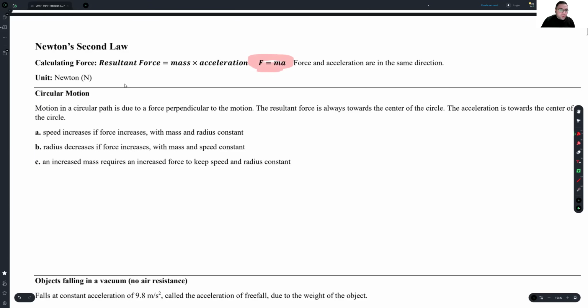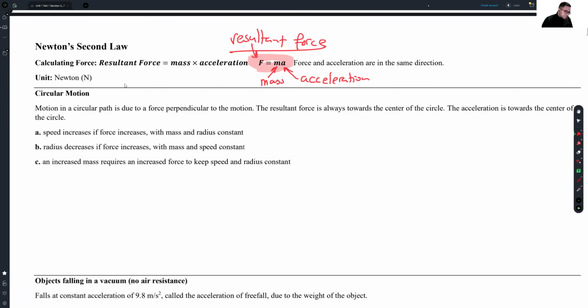But keep in mind, the force that we have here is always the resultant force. So after you subtract or add, that's what you put in. M is the mass, and A is the acceleration. So it's just the formula. Okay? Now, does the acceleration have to be in meters per second squared? Yes, it has to be.